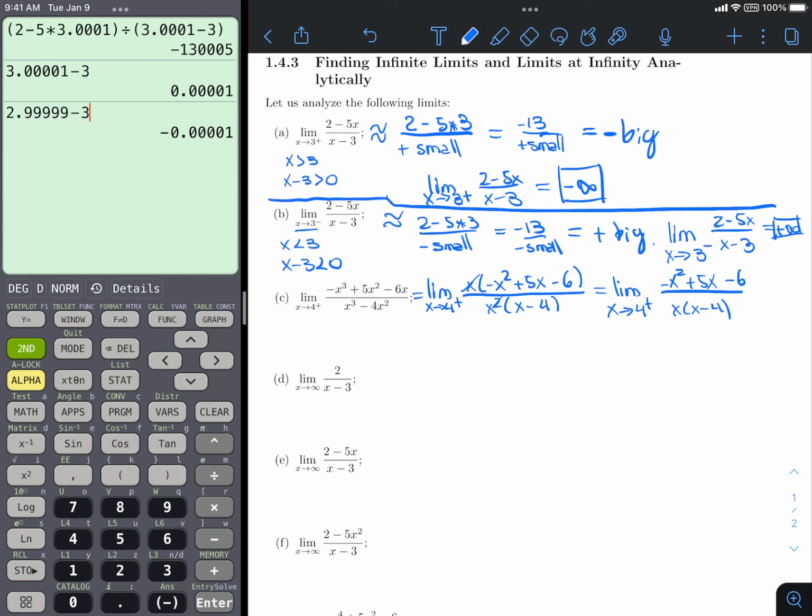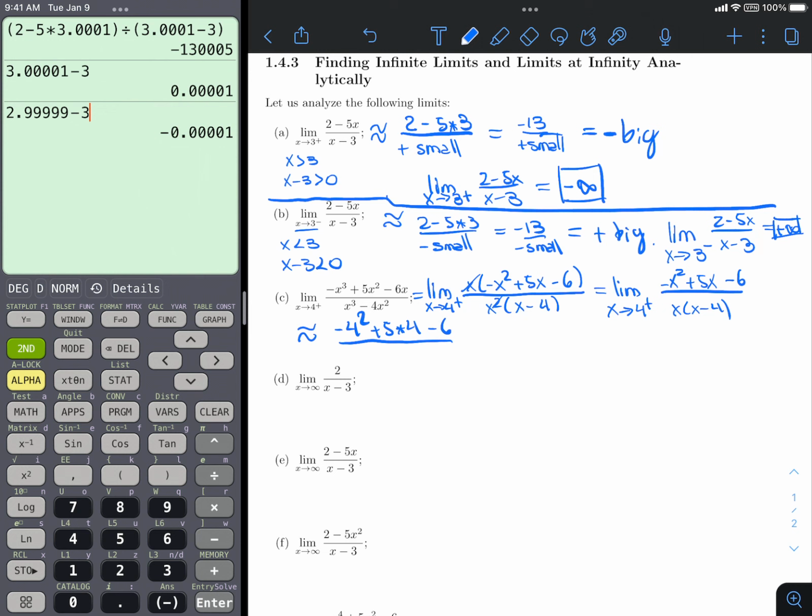Now let's be careful and think about things again. What will the top be and what will the bottom be? So we're going to plug in 4 on the top, so that's going to be approximately minus 4 squared plus 5 times 4 minus 6. We've got to be careful that this is not 0, because if it is, then we are going to have some trouble. And is that going to be 0? So that's a minus 16. That's not going to be a 0. Cool, so we're good on that.